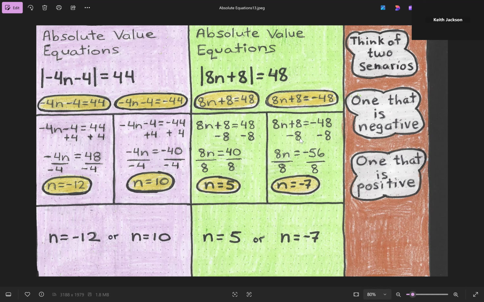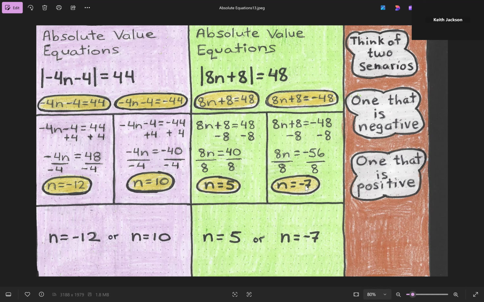And let's go on to the next one, in which we have 8n plus 8 is equal to a negative 48. Again, balancing the equation by subtracting 8 from both sides. And here's what we will have. We will have 8n is equal to a negative 56, dividing both sides by 8. All right, and so the 8s cancel out here, leaving just n, while a negative 56 divided by 8 will give us a negative 7.